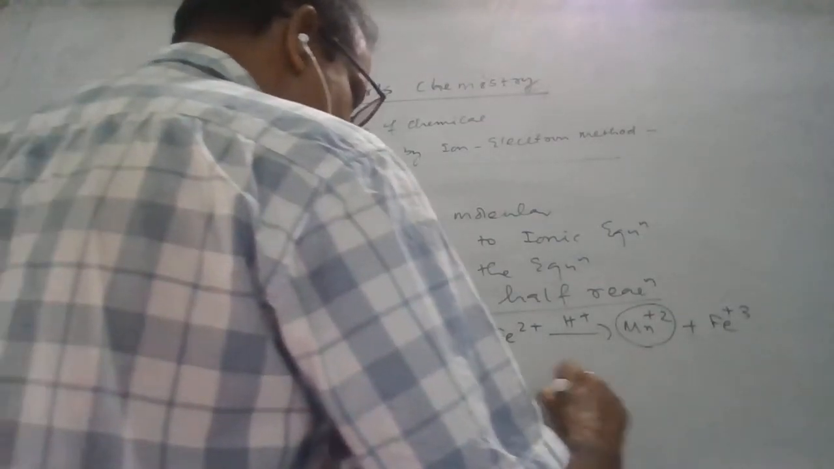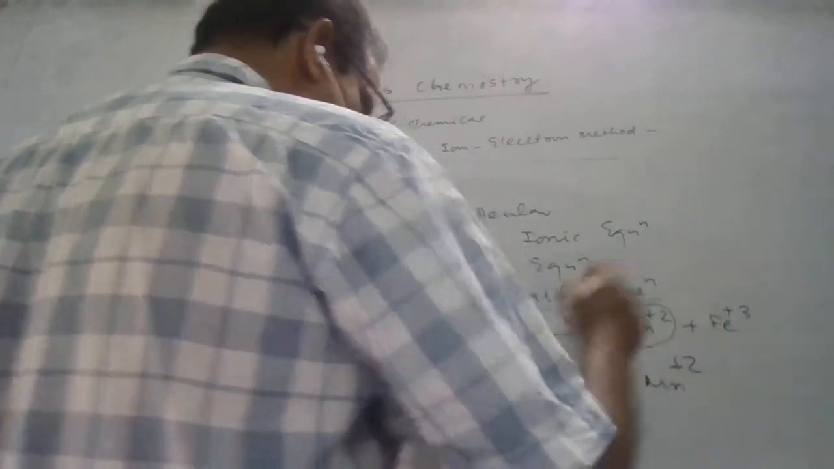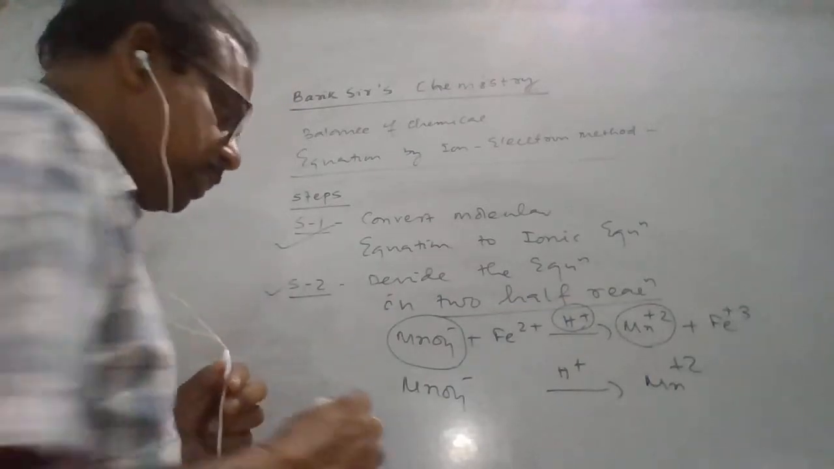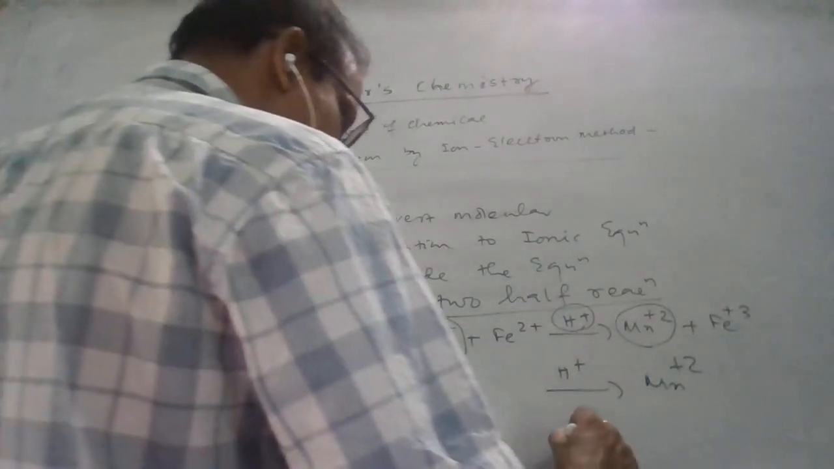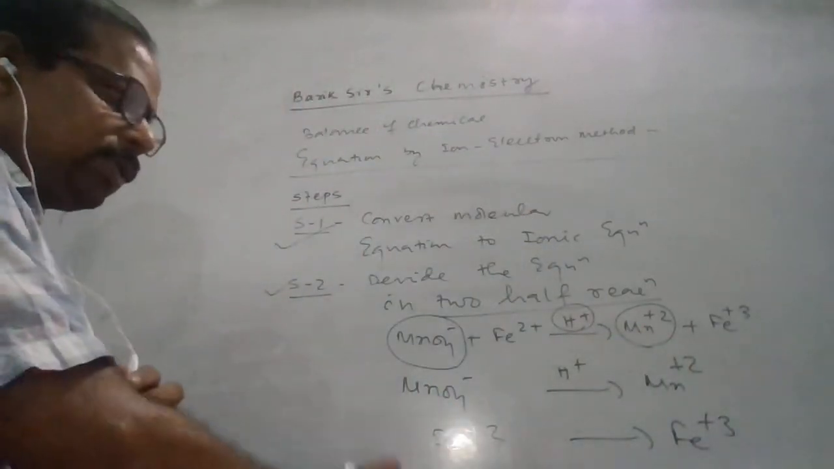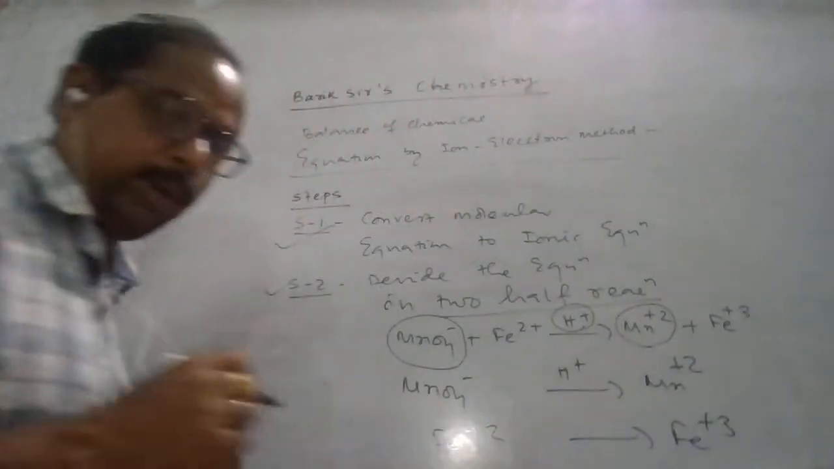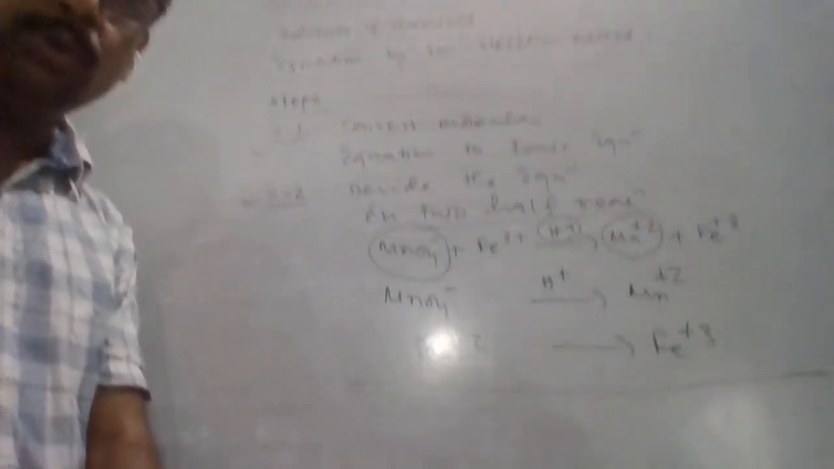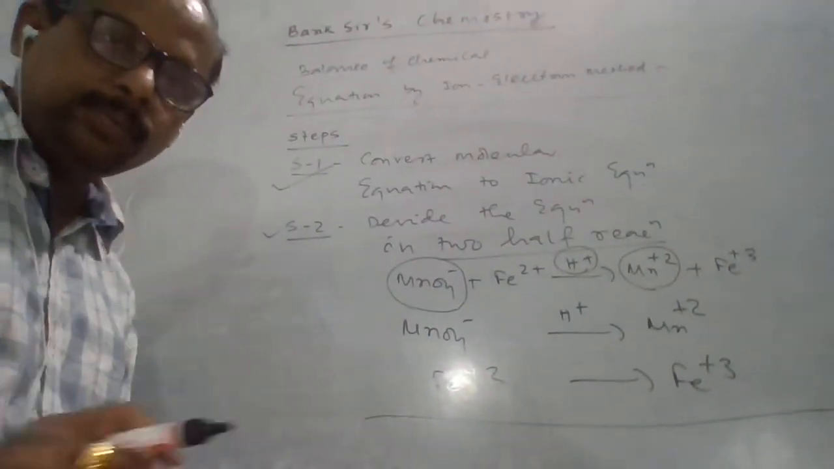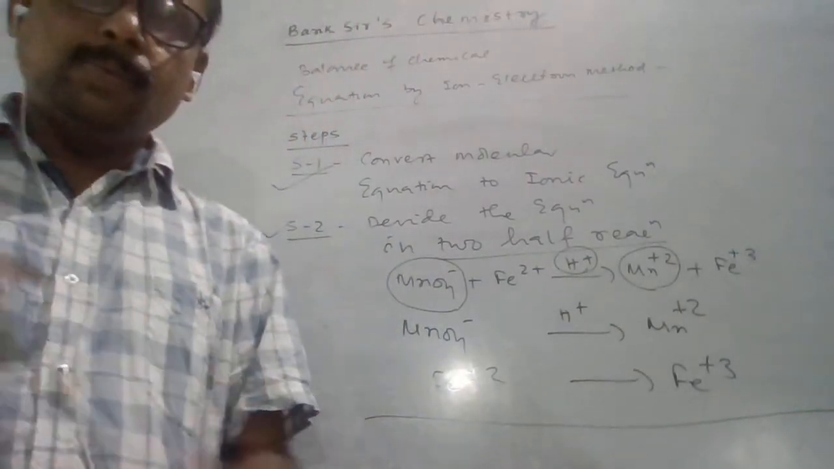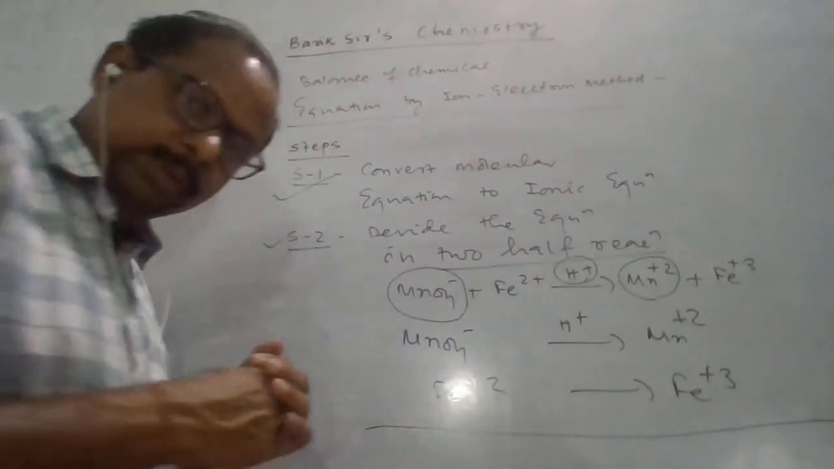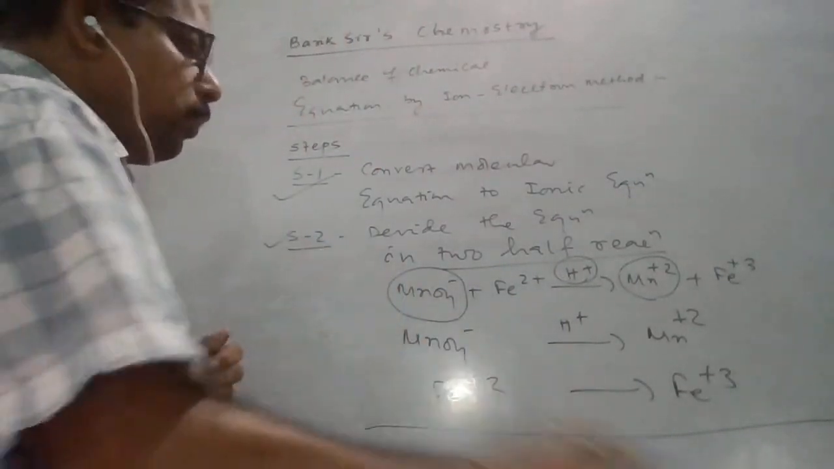So MnO4 minus is converted to Mn plus 2. The medium is acidic; H plus is given, which indicates the medium is acidic. And Fe plus 2 is converted to Fe plus 3. So I have divided the equation into two half reactions. Draw a line below it. So step 2 is completed.